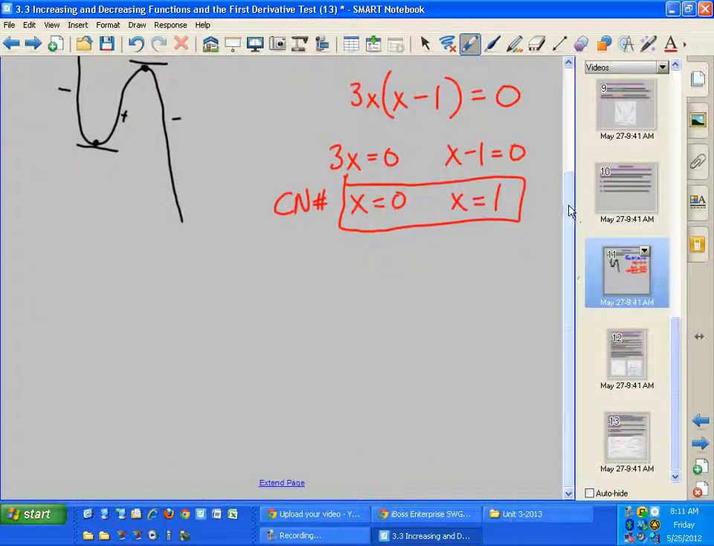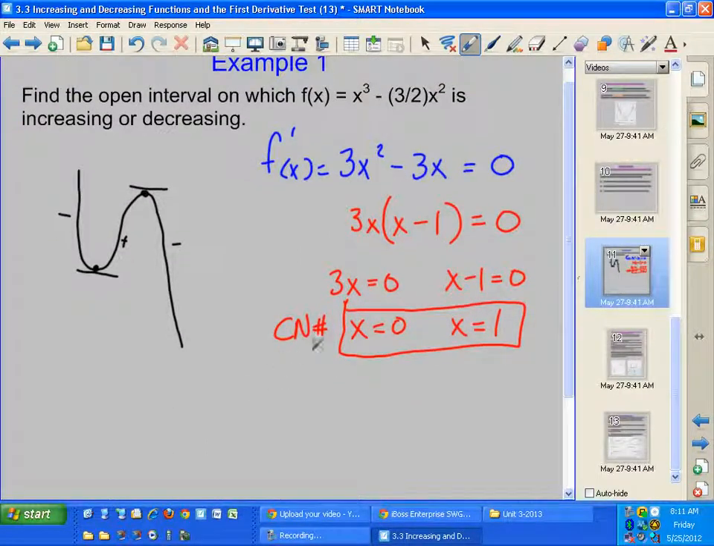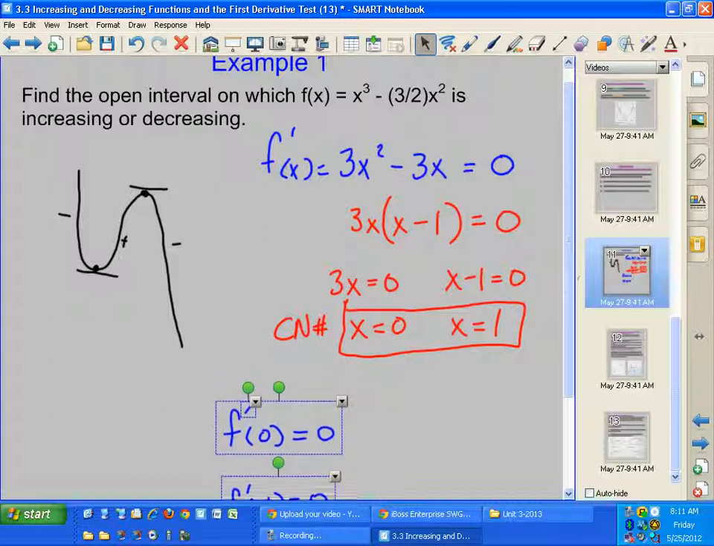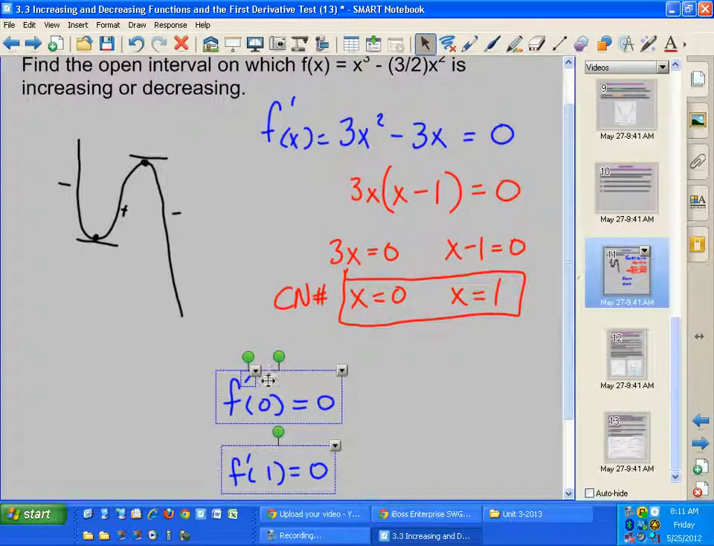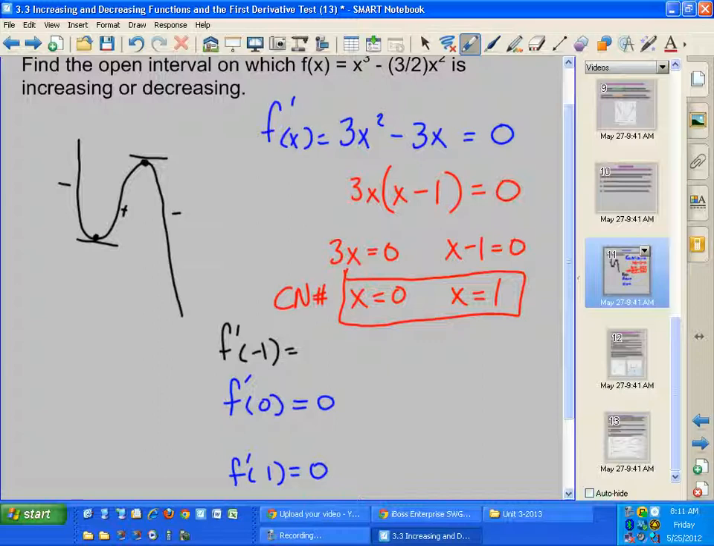So we should say that f prime of 0 is equal to 0, and we know that f prime of 1 is equal to 0. We know those slopes, so we're going to have to check around these points to see what's happening at the derivative before and after them. So I'm going to check f prime of, say, negative 1. Seems like a decent number to plug in here. And I don't really care what the number actually is.